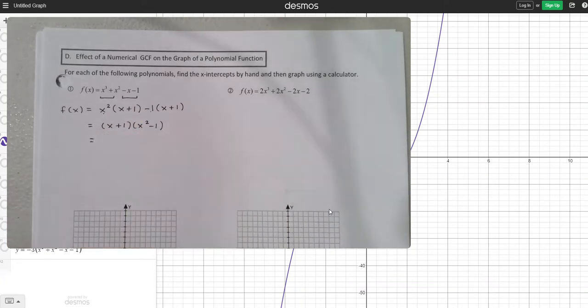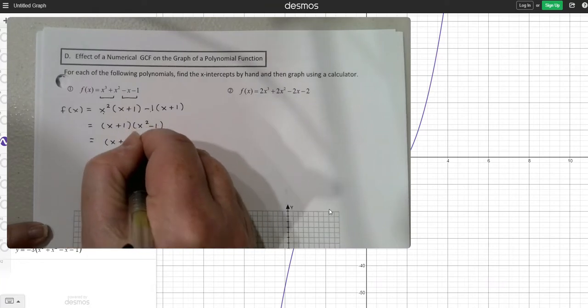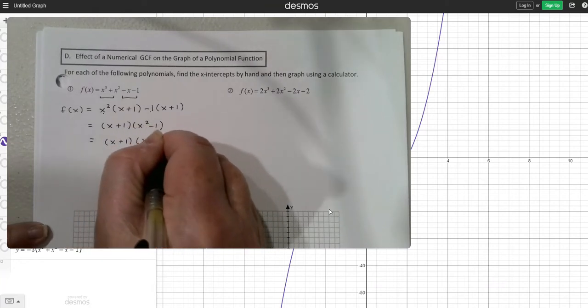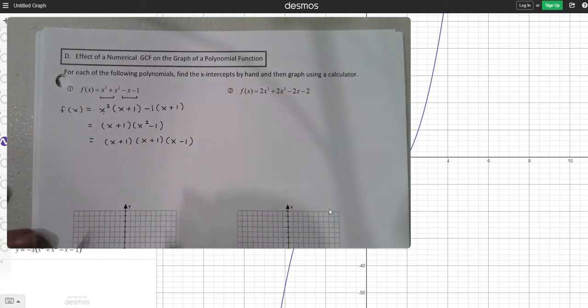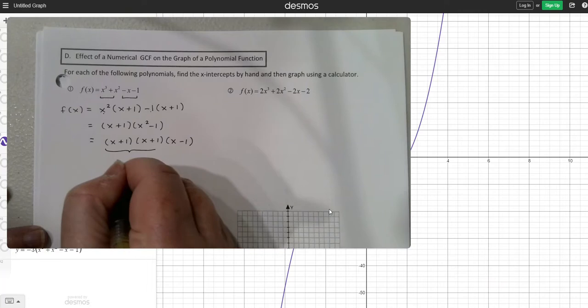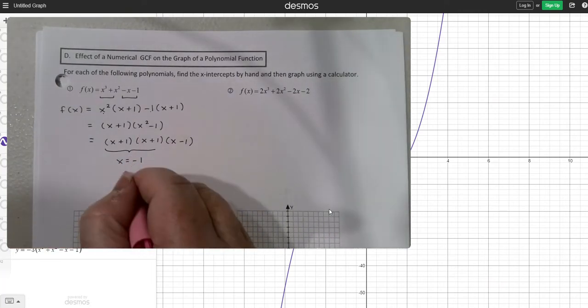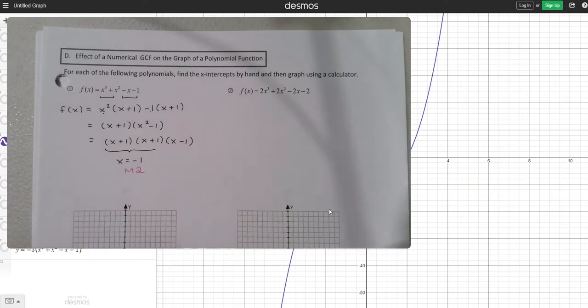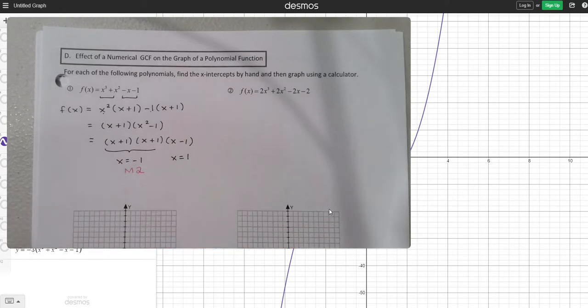Okay. X squared minus 1 is a difference of squares, so I can factor that a little bit further. This will be x plus 1, x minus 1. And so notice, I'm going to get x equals negative 1 twice. So that's going to have a multiplicity of 2. And then I'll also just get x equals positive 1, but that's just once.